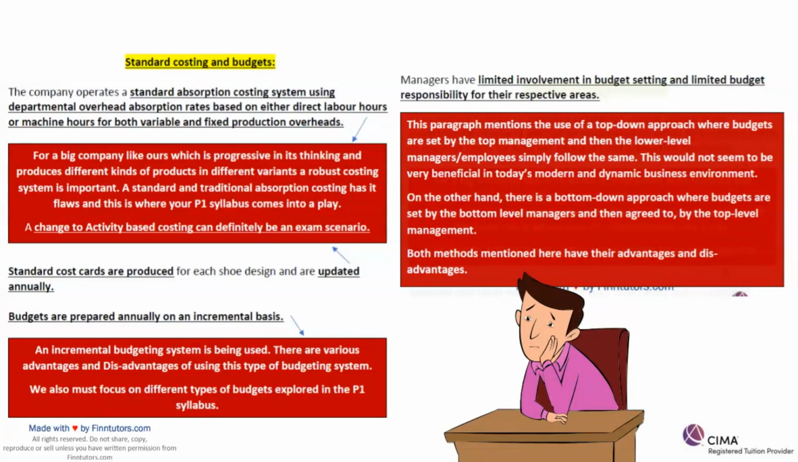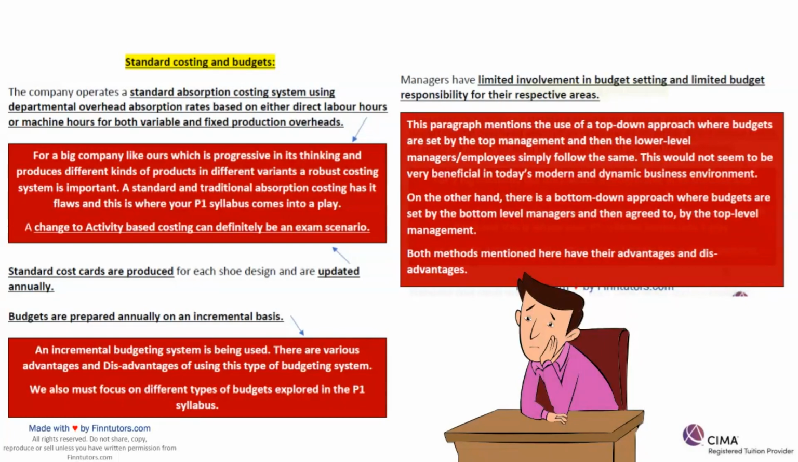Standard cost cards are produced for each shoe design and are updated annually. So we are having an annual updation of the cost card. Do you think it's very proactive? Because if you have an annual cost card updation in 1 year, there are going to be so many fluctuations. We aren't taking into account of the same. So all of this is very standard in the standard absorption costing system. That's how it works. And that is why it has its flaws and its advantages as well.